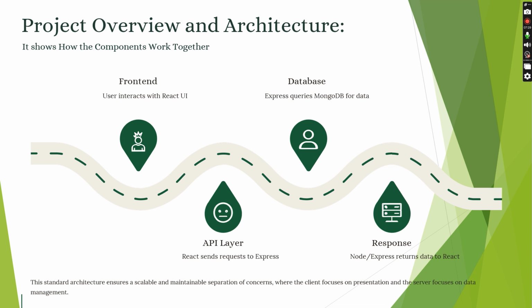Then comes the fourth part, that is the overview and the architecture of the project. Basically, every MERN project includes this architecture. First, the front end, API layer, database, and response. Here, the API layer is used as the intermediate node for both front end and back end. And in the database, various queries are used in MongoDB to store the data. And the response, Node and Express return data to the React.